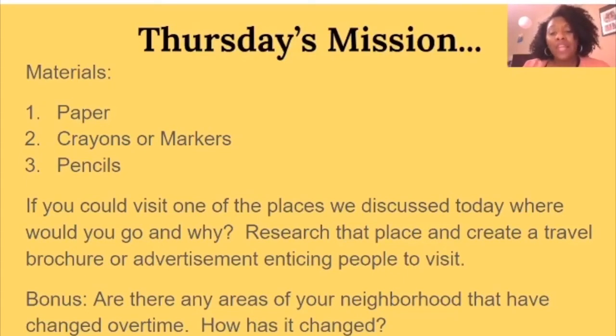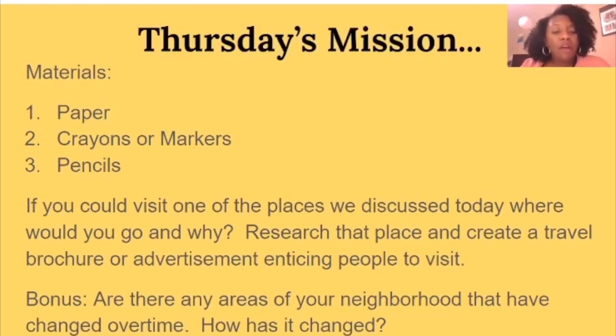I want you to research that place and create a travel brochure or advertisement enticing people to visit. It can be a brochure, it could be a poster. Use your imagination. Maybe it's a postcard. Maybe you're writing a postcard to a friend or a family member, telling them about your trip to this specific destination and how much you enjoy it and how great it would be if they visited as well. So I want you to think about that. What would be a great way to do that?